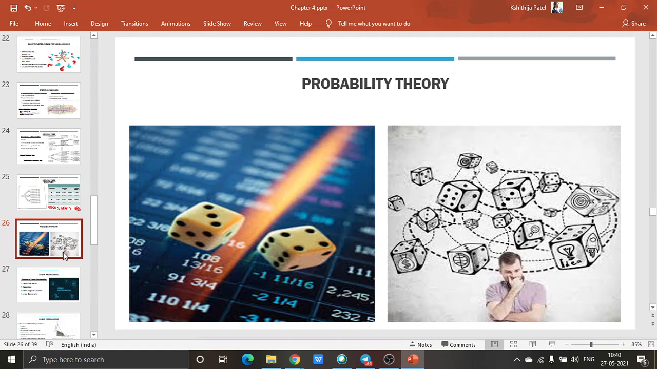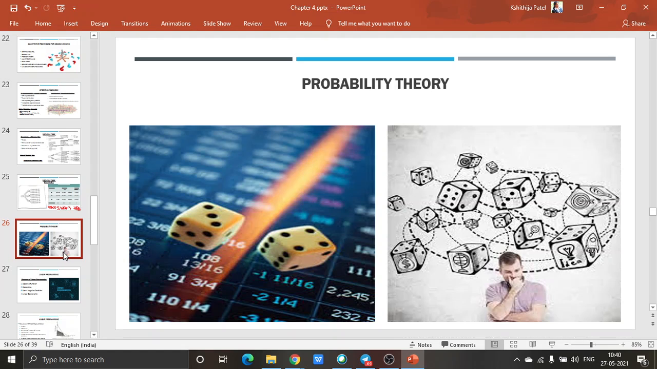The next one under operations research is probability theory. Now this probability theory is something we have already discussed when we spoke regarding probability. It is very easy to understand.